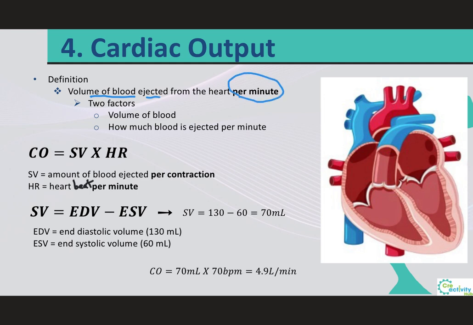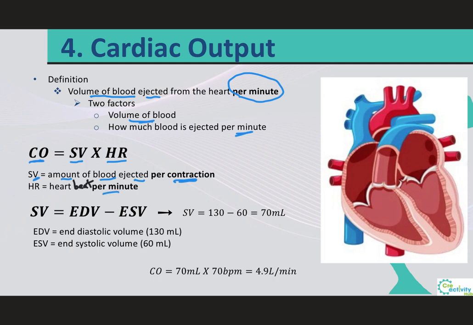So there are two factors, volume and time. The volume of blood, and then how long it takes to eject this amount of blood per minute. There is a very simple formula that we can use to calculate the cardiac output, which is the stroke volume, represented here by SV, multiplied by the heart rate, represented here by HR. Stroke volume is the amount of blood that's ejected per contraction, in other words, every time the heart contracts. And the heart rate is how many times your heart beats per minute.